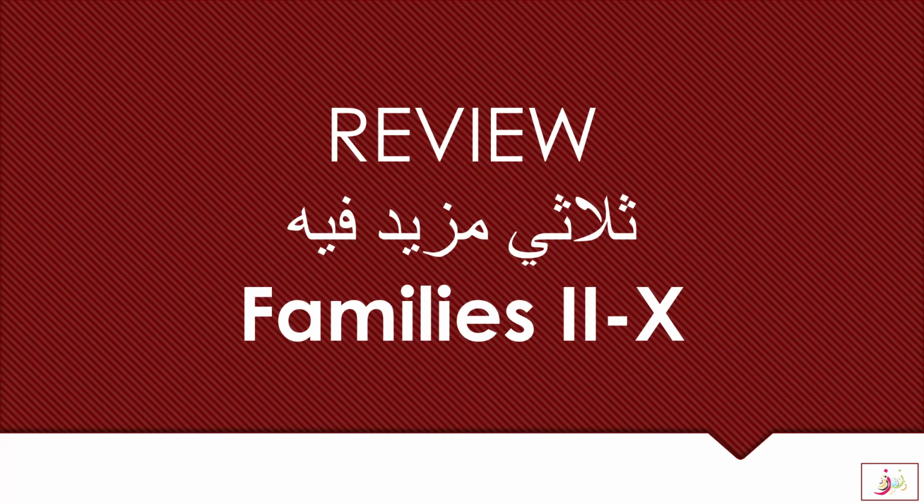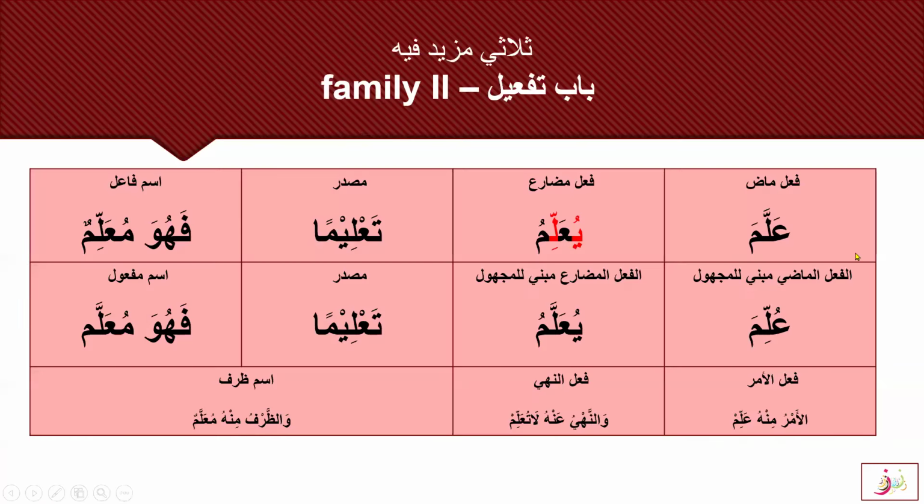Try to learn about the implications, the meanings, what each root letter means when it is put into different families from family 2 to 10. And we have already done the implications of those families, that each root letter can change meaning, and how it changes meaning if it is put into different families. So Alhamdulillah, today we are only going to review what we have learned so far from family 2 to 10, inshallah. So let's start with Salasi Mazid Fihi family 2, Bab Tafil.